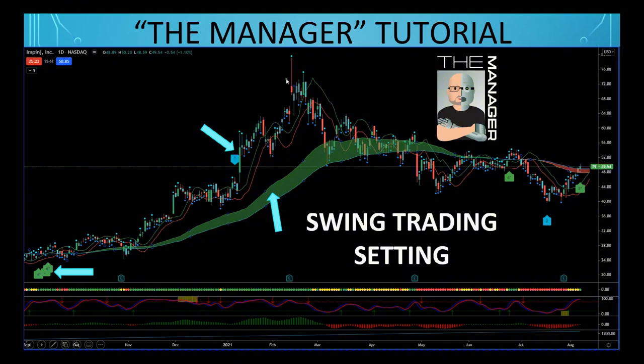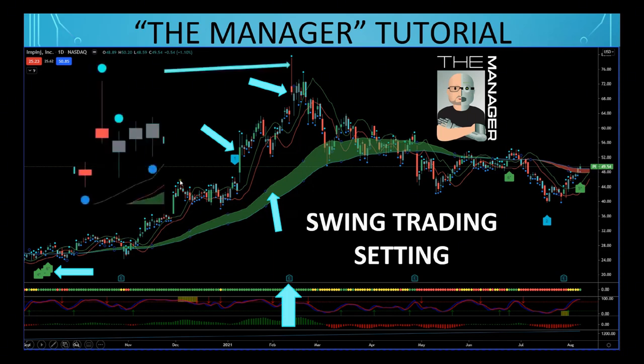Then we get another parabolic move leading into earnings. This is the earnings here. This is the reaction. So let's have a zoomed in look at that reaction. Now, a couple of things to point out. We had the gap up on earnings, we tried to move higher, and then it rejected those highs and actually closed lower than the open.